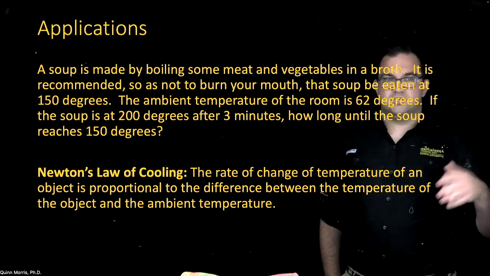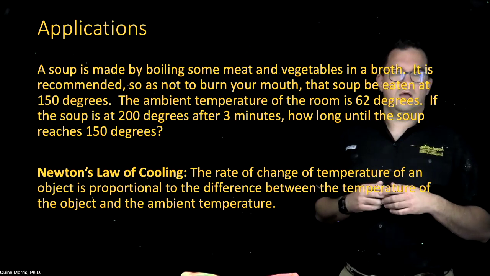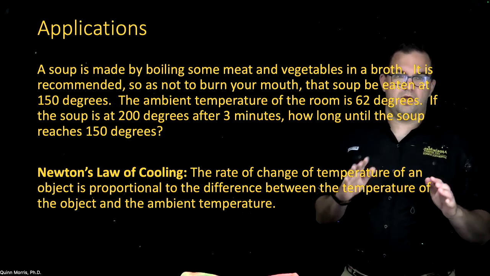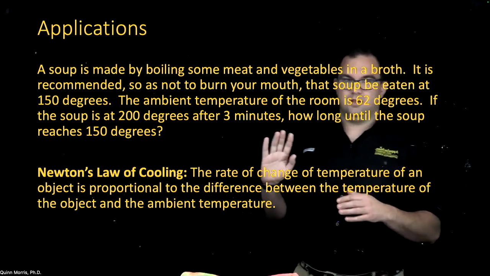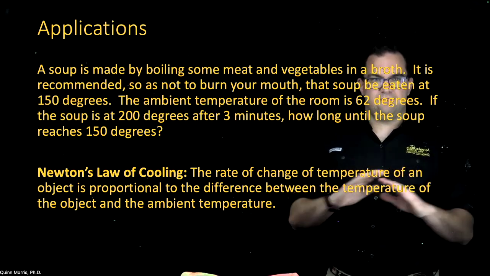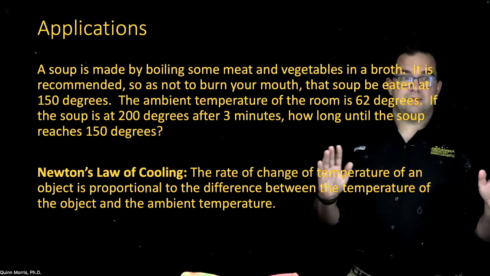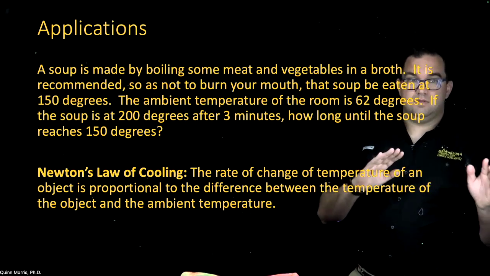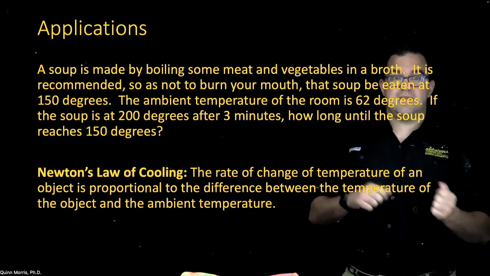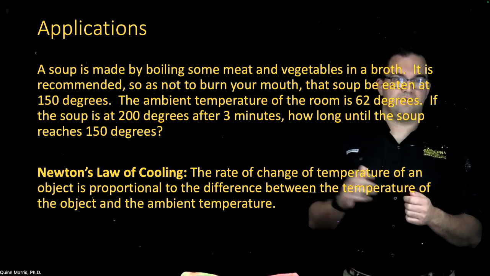So imagine that a soup is made by boiling some meat, vegetables, and some broth. And it's recommended, so that you don't burn your mouth, that soup should be eaten at about 150 degrees. You could probably eat it a little hotter than that, and a little cooler than that would probably still be fine. But let's just say for calculation purposes, 150 degrees. Let's say the ambient temperature of the room is 62 degrees, and the soup has been boiling at 212 degrees. This is all degrees Fahrenheit.